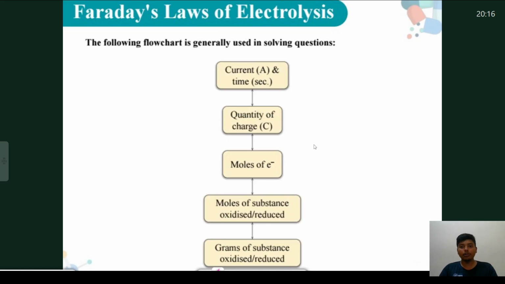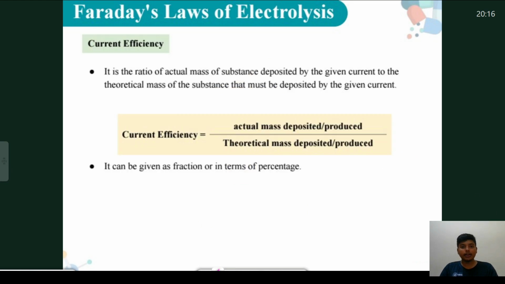I told you what Faraday is. 1 Faraday means the charge carried by 1 mole of electrons. That value is 96500 coulomb. So directly you can do it. Current efficiency you actually don't have.